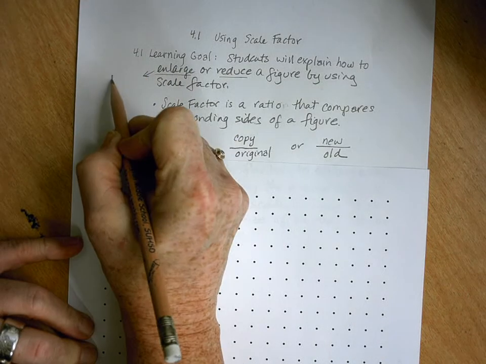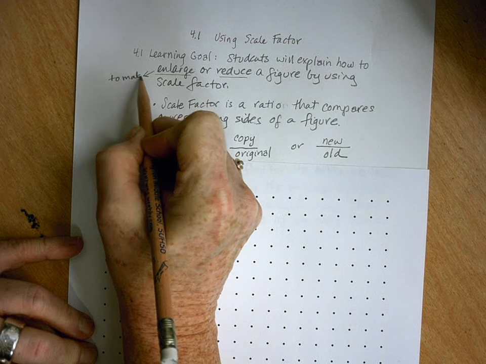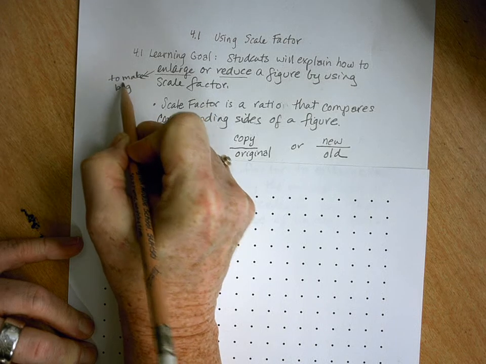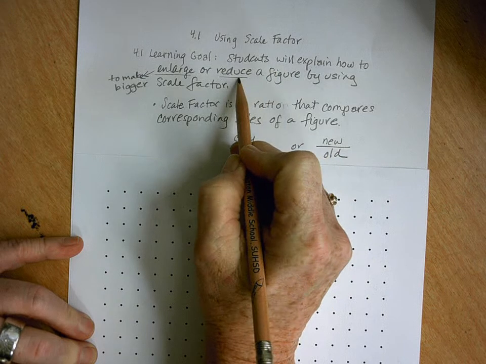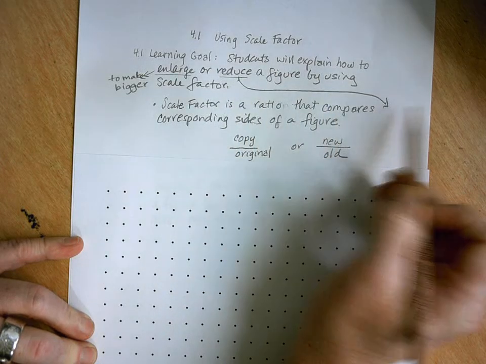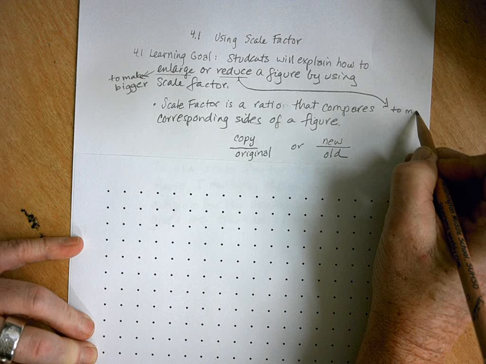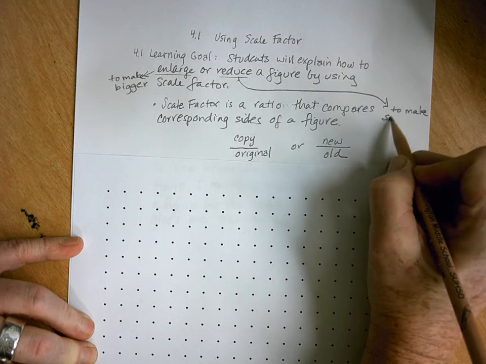Enlarge means to make bigger, and this word reduce means to make smaller.